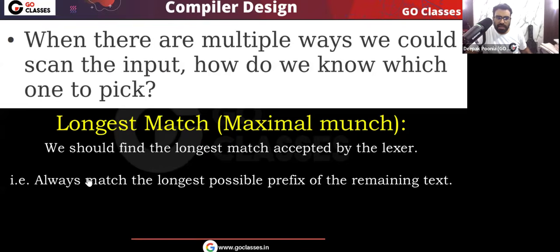Maximal munch means always match the longest possible prefix of the remaining text. Whatever longest possible match you can find, which is matching some regular expression, that you take. I hope you understood.